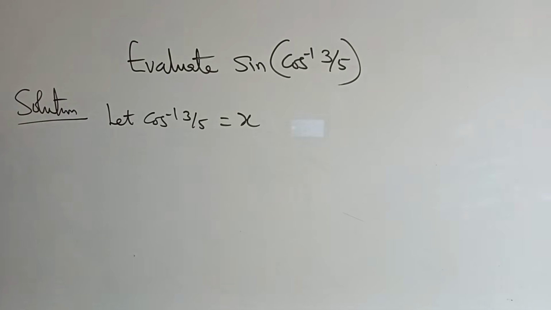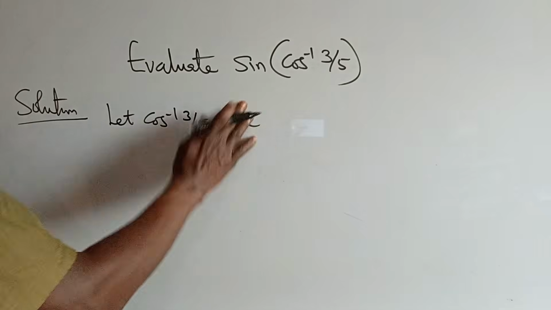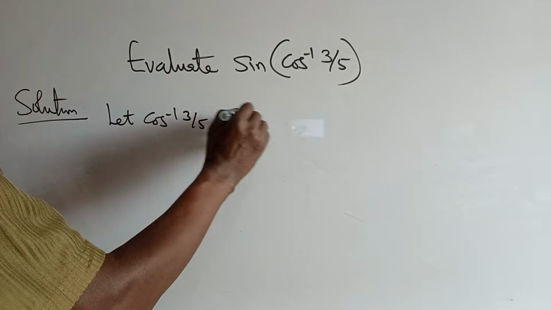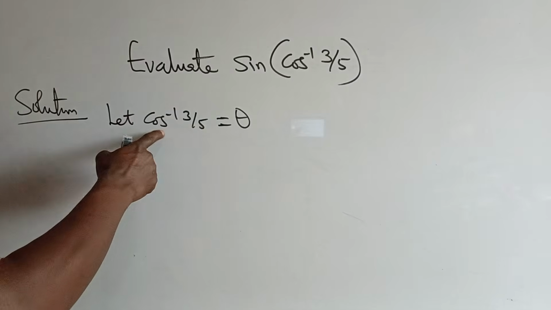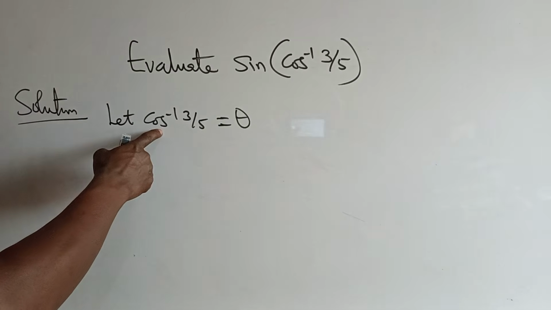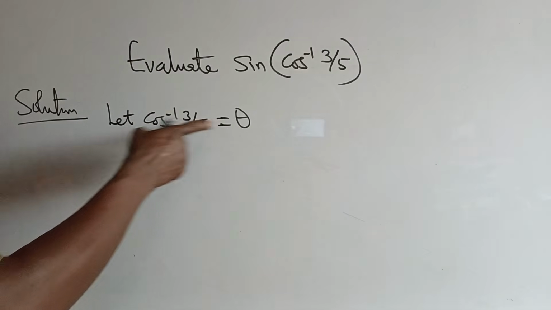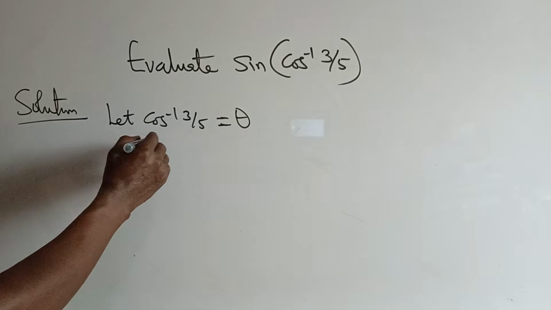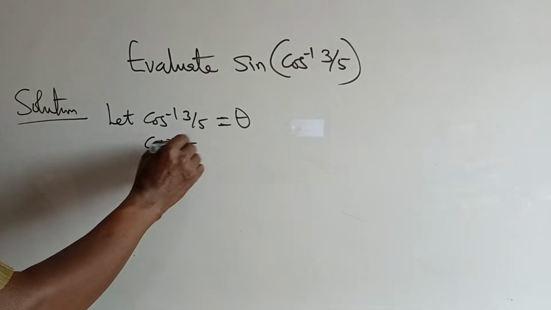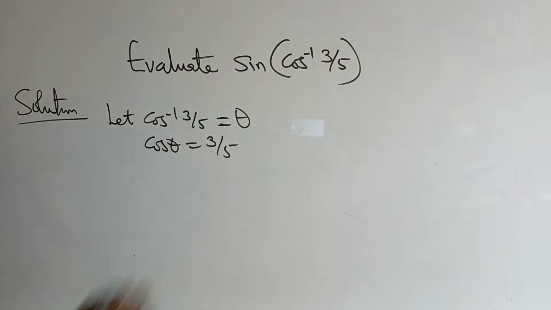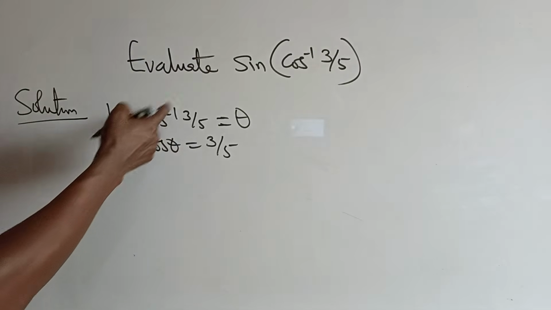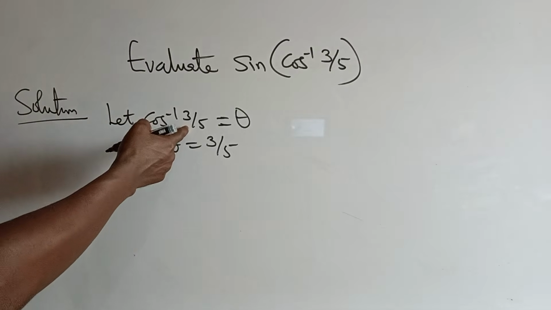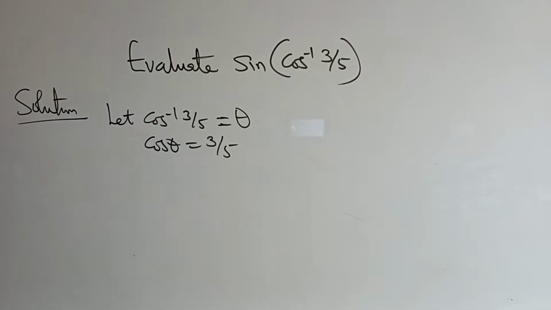Or we can use theta. Let's use theta. We can use anything, but let's use theta so that we understand it better. If you multiply both sides by cos, so cos times cos inverse cancels out, you have cos theta is equal to 3 over 5. I hope you understand.